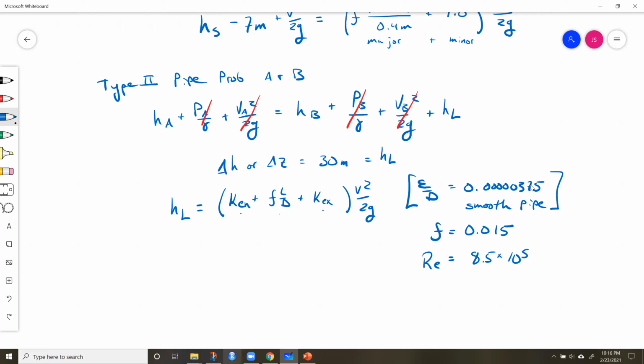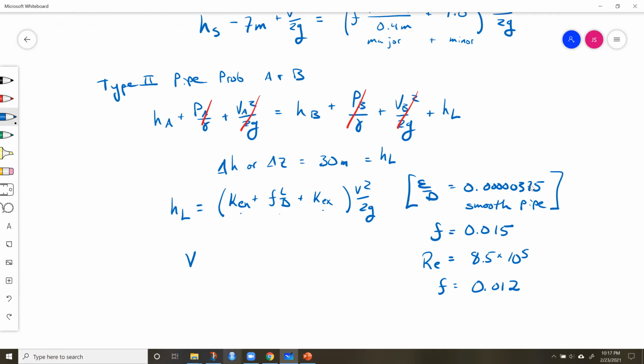If you then go back and get a new f based on this Reynolds number, you'll find that your new f is equal to 0.012. So you have to do another iteration there, and you end up with f is 0.012. So what that gives us then is a velocity by putting that f value in.